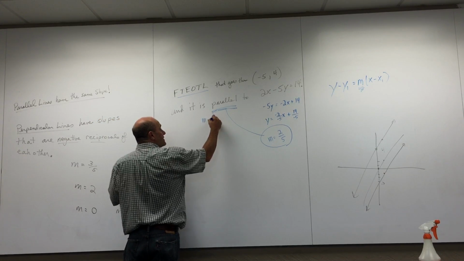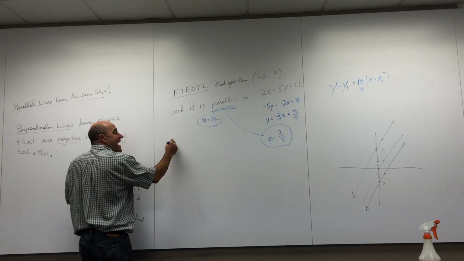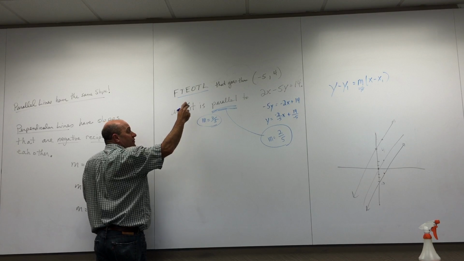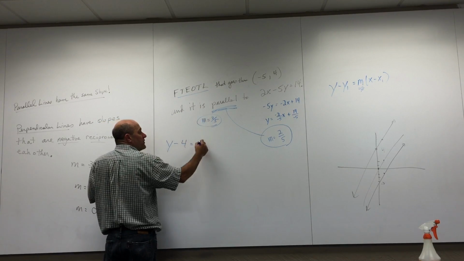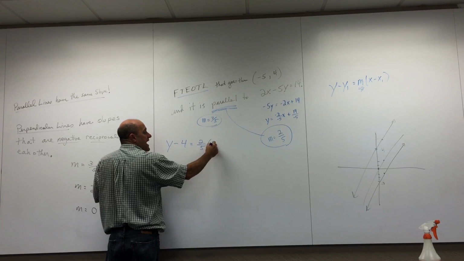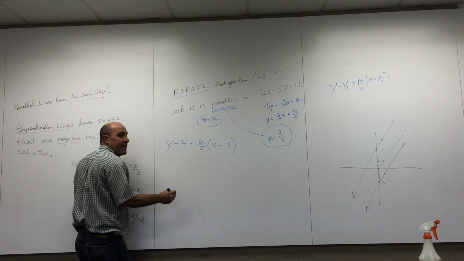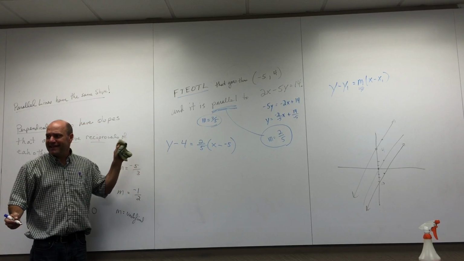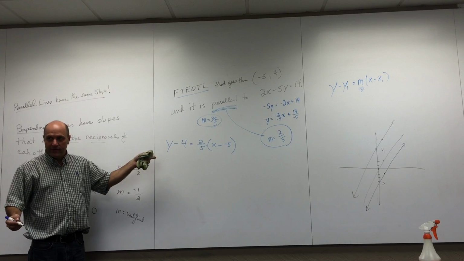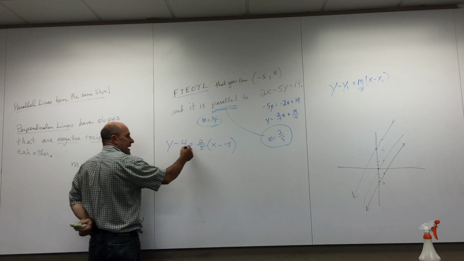So my slope is 2/5. I got a point and a slope. Here I go. Y minus the y value, 4, equals the slope, 2/5, times x minus the x value, -5. You guys with me? The point slope formula. You need to kind of have it memorized, I guess, ready to use on tests and quizzes.